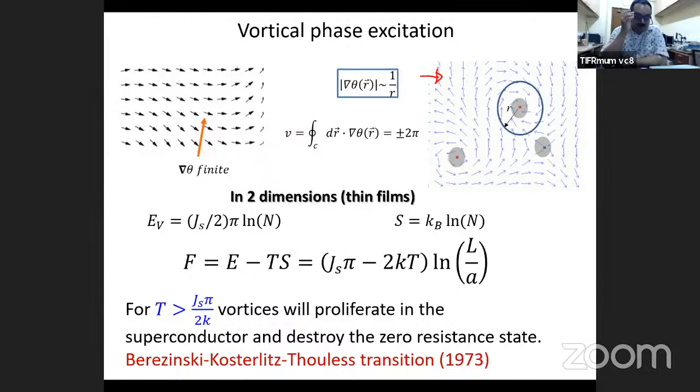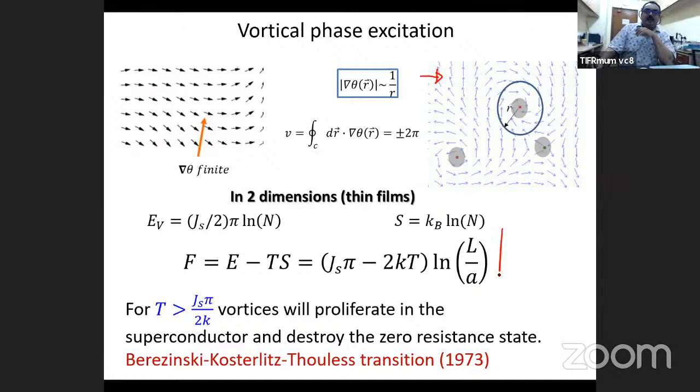Alright, so now you see, the free energy is E minus TS. So what is going to happen when I am at a temperature which is less than Jsπ by twice k? This prefactor is positive, and if I try to create a vortex, I am increasing the free energy by a very large amount because I have a macroscopic system. So therefore, there will be no vortices. But as soon as I exceed this temperature, I will suddenly have lots and lots of vortices.